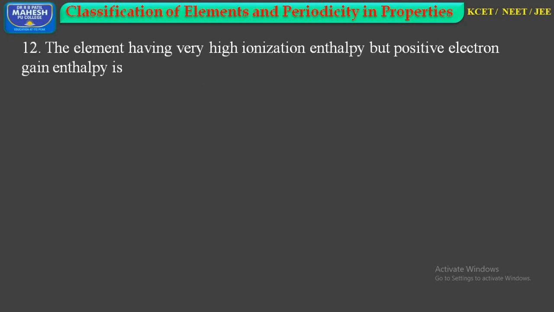Question 12. The element having very high ionization enthalpy but positive electron gain enthalpy is: Option A, hydrogen. Option B, fluorine. Option C, helium. And option D, beryllium.